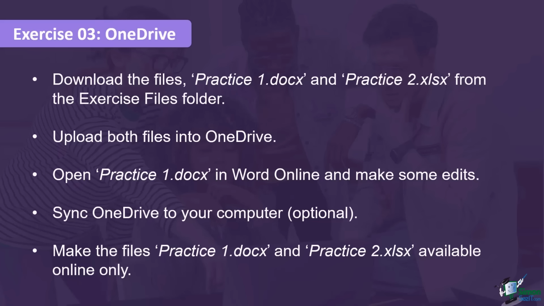I'd then like you to open practice1.docx in Word Online and make some edits. Once you've closed down that Word file, I'd like you to synchronize OneDrive to your computer. Now, I've marked this step as optional as I am aware that a lot of people will already have done this. So if you have, you can skip over this step. I'd then like you to make the files practice1.docx and practice2.xlsx available online only. That is it for this exercise. I hope you get on okay with that, and if you'd like to see my answer, then please keep watching.